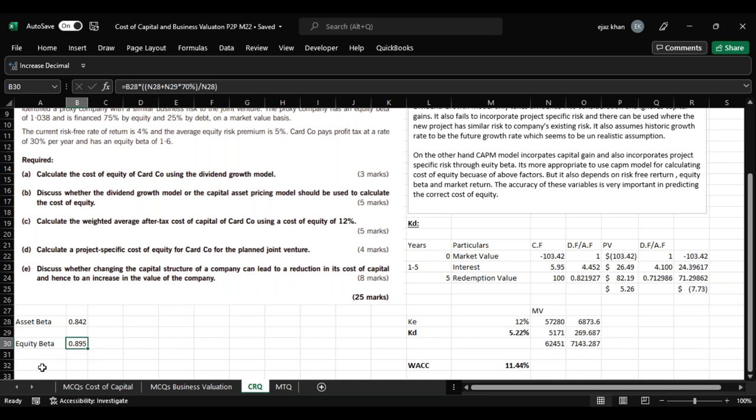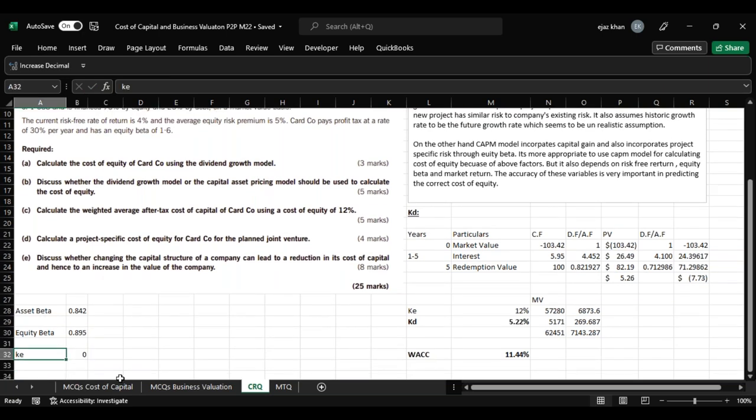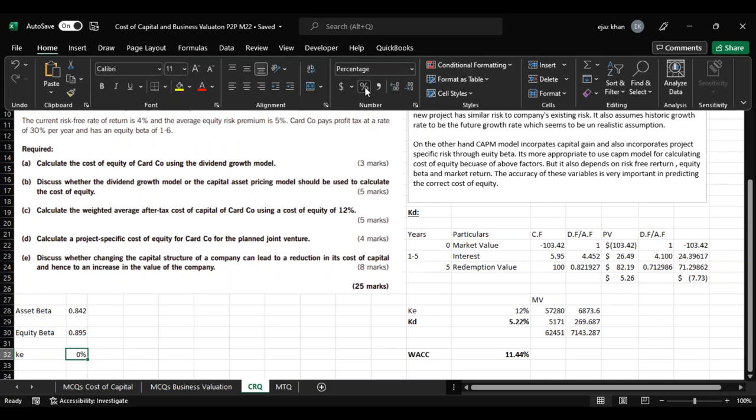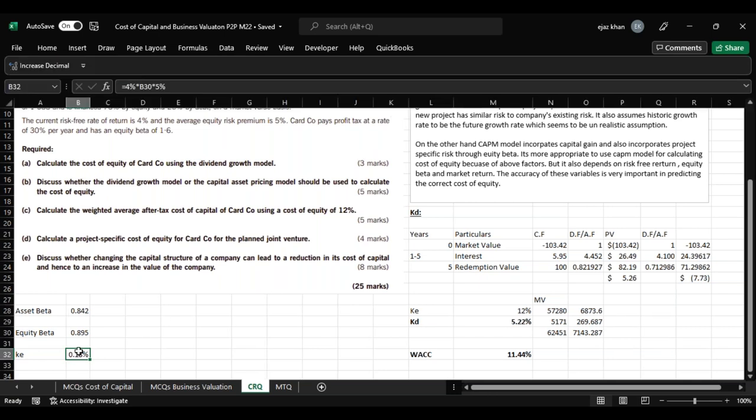it's 0.895. Now, using the CAPM model, let us calculate the cost of equity. The risk-free rate of return is 4%, the equity beta is 0.895, and the equity risk premium is 5%. So the cost of equity will be 4% plus 0.895 times 5%, which is 8.47%. So that's the project specific cost of equity.